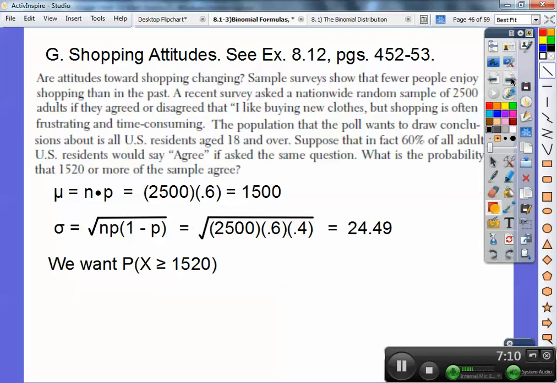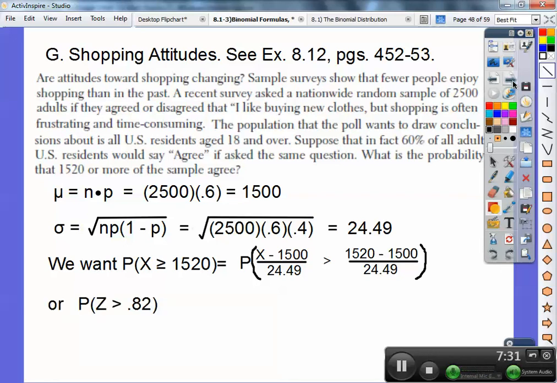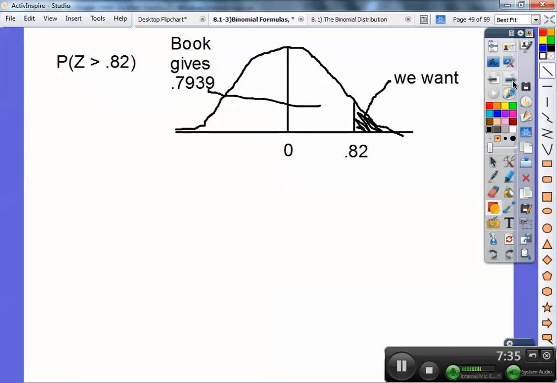Okay, so here we are. We want the probability that it's greater than or equal to 1520. So here's our old school math, you guys. We plug in 1520 minus the mean, divided by the standard deviation. This is just your z stuff. You can pretend that's z right there, and we crank that out, so I get z greater than 0.82. Remember, the book always gives you the area to the left, and we want the right because it's greater than. So to the right is going to be 1 minus that value, so 0.2061. That would be the probability.